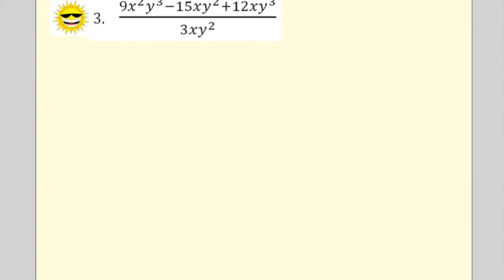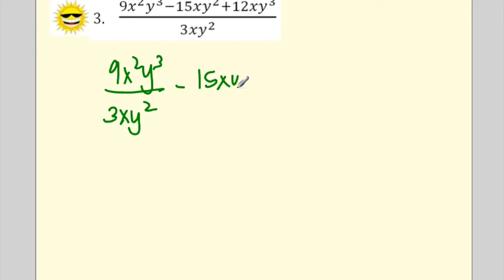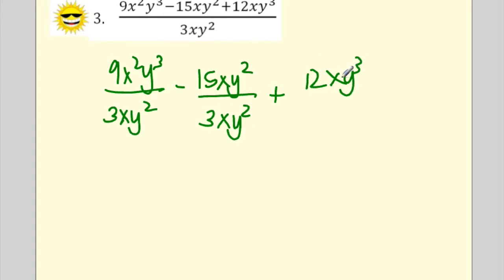Number 3, I go ahead and look at this one. Once again, it's a polynomial being divided by one thing, a monomial. So I know I can just break it up and divide each piece. So we have 9x squared y to the 3rd over 3xy squared minus 15xy squared over 3xy squared plus 12xy to the 3rd over 3xy squared.